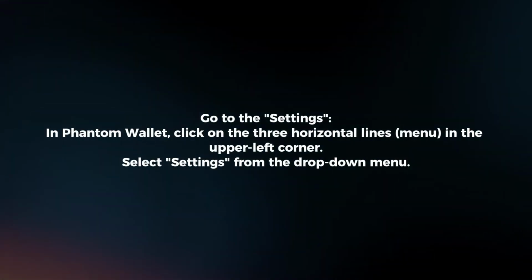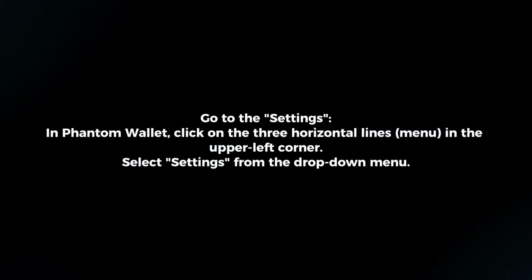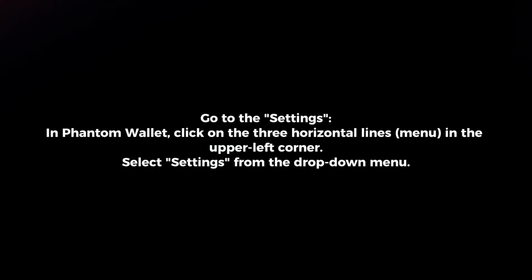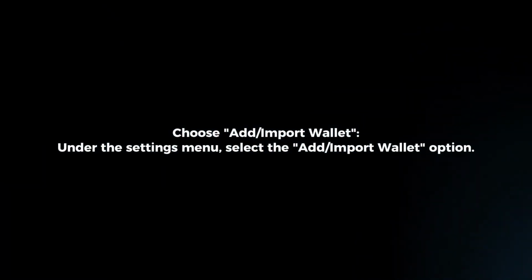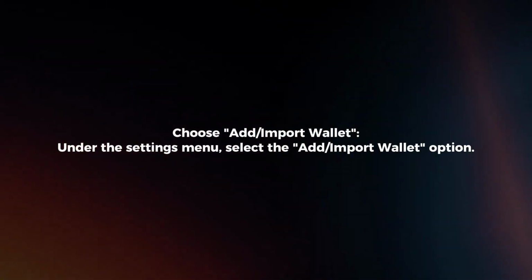Go to the settings. In Phantom Wallet, click on the three horizontal lines in the upper left corner. Select Settings from the drop-down menu. Choose Add or Import Wallet. Under the Settings menu, select the Add or Import Wallet option.